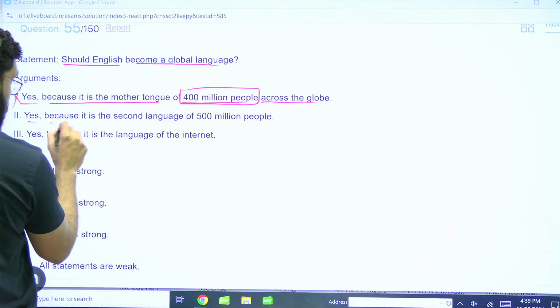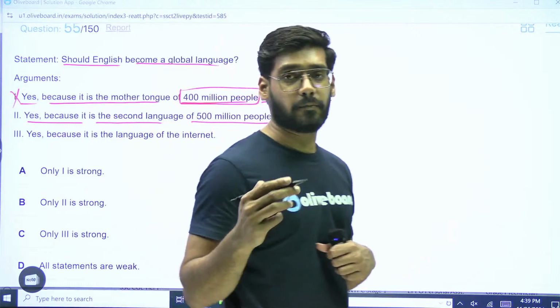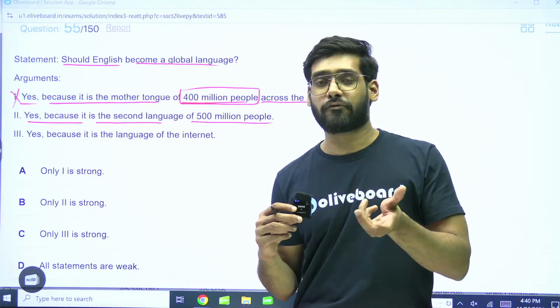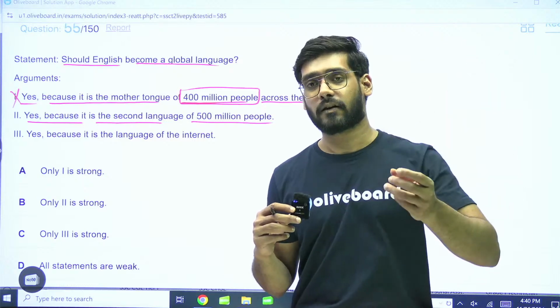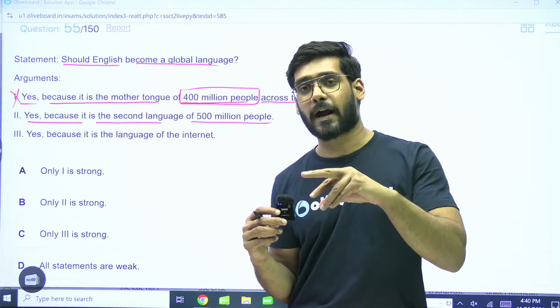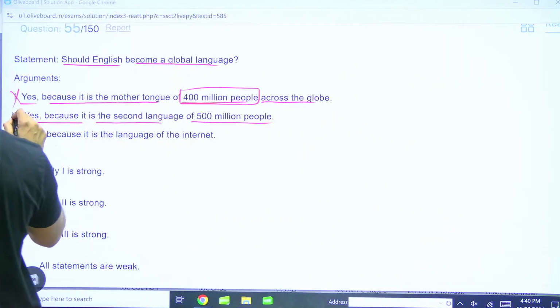The second says yes, because it is the second language of 500 million people. If it is the second language of 500 million people, what about the first language? Why are we not giving priority to the first language and instead giving priority to the second language? So this argument does not hold strong as well.